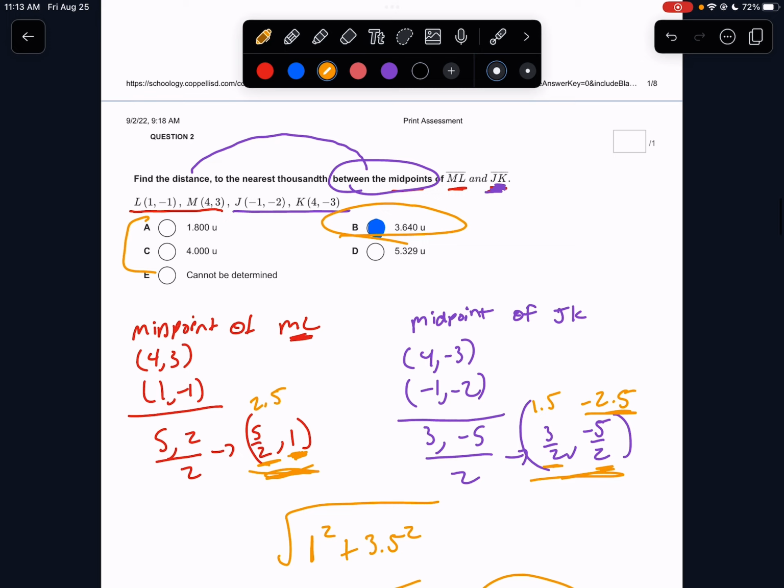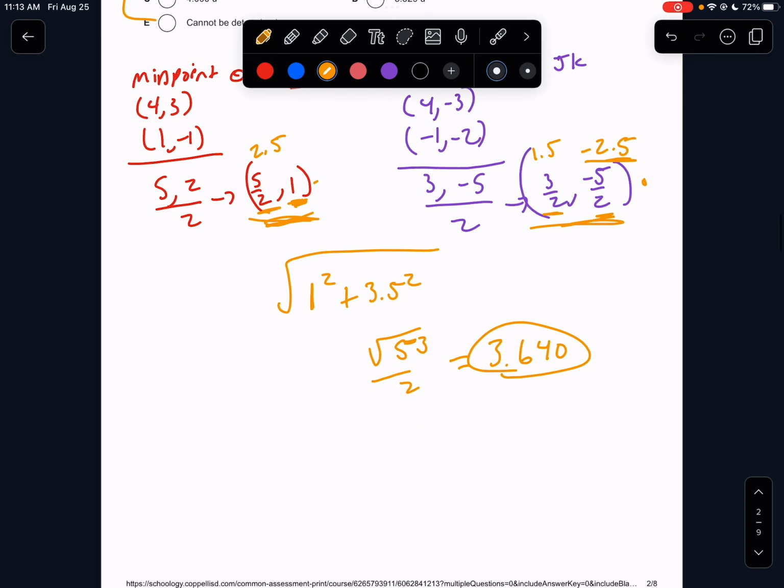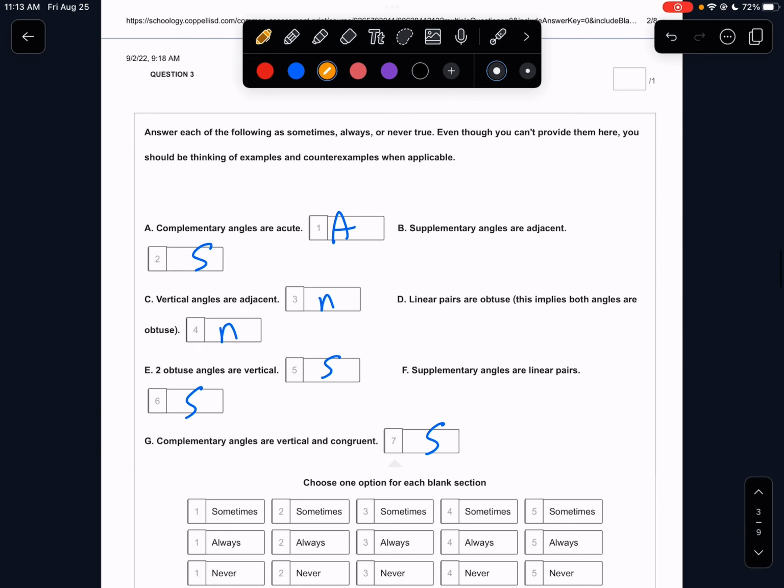So I had to get the distance between the midpoints. To do that, I had to get the midpoints first, and then I had to apply distance to it. Because they were fractions, it was a little bit easier for me to think of them as decimals this time. And so I thought of the decimal version to figure out how far apart they are.